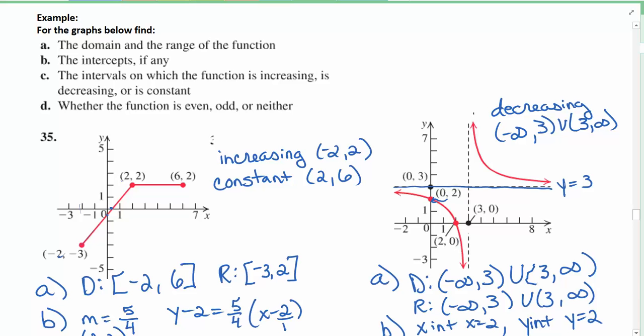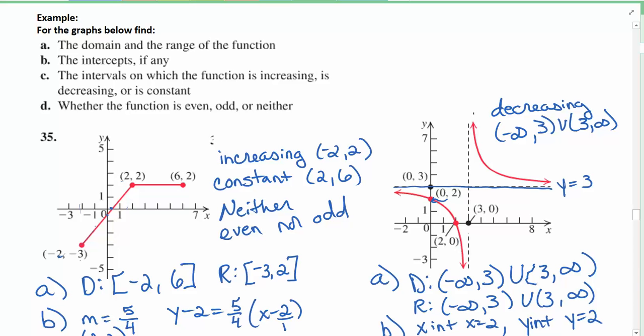Okay, neither of these functions has any type of symmetry. It doesn't have origin symmetry. It doesn't have y-axis symmetry. So both are neither even nor odd. You know, you can say when you put 2 in, you get 2. When you put -2 in, you get -3, which you have no type of symmetry.